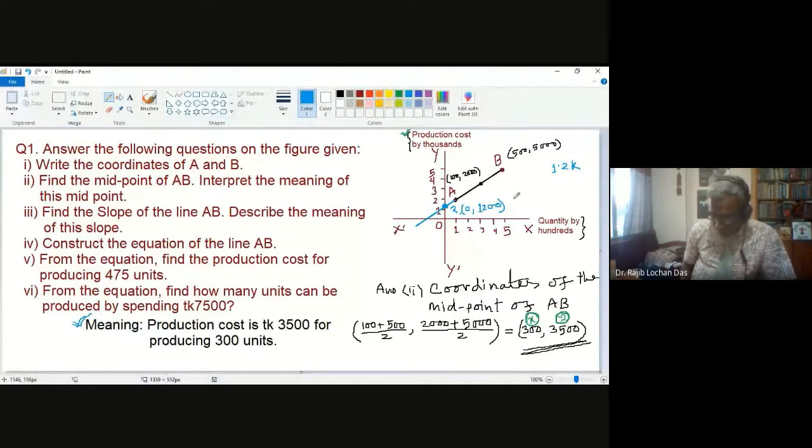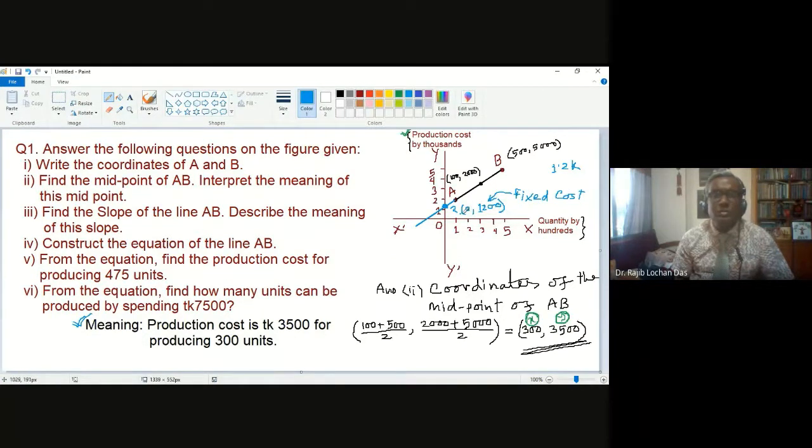Even if the factory is closed, that is called the fixed cost. This one is called the fixed cost. Fixed cost means some expenses will always be there even if you do not produce anything. So that is called the fixed cost.